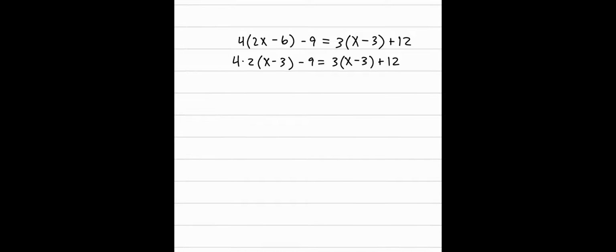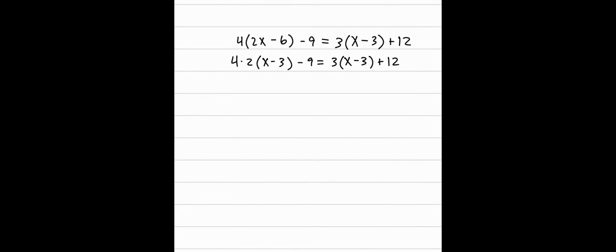And now what I can do is, remember that I'm not solving for x here, I'm solving for x minus 3. So I can sort of treat x minus 3 as its own variable or its own term. And I can add or subtract it to both sides and whatever.